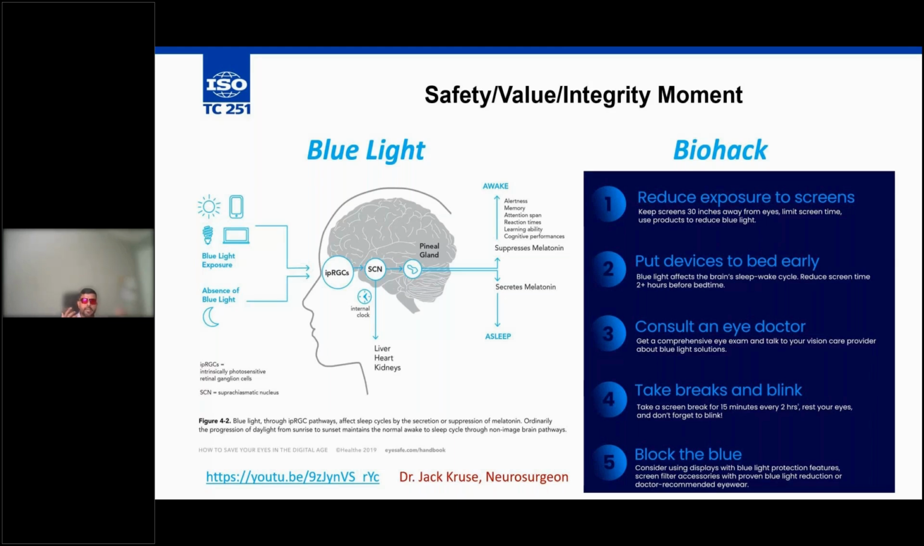Don't over-LED and don't over-illuminate the home, and some of these few things, please keep in mind. If you're interested in this topic more, go and type in Dr. Jack Cruz, who's a neurosurgeon, in your preferred search engines. There's a link to a YouTube video, so you can learn more about blue light and how it could help you become more healthy. All right, enough of the health moment.